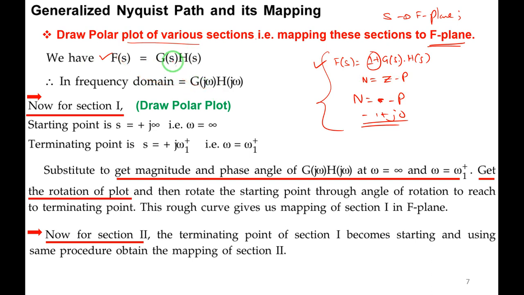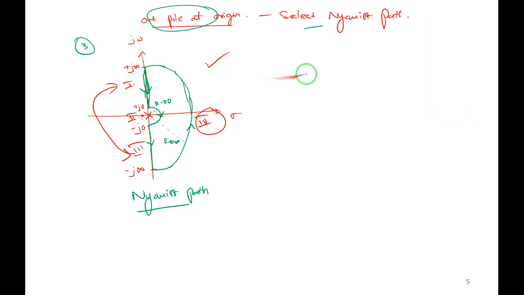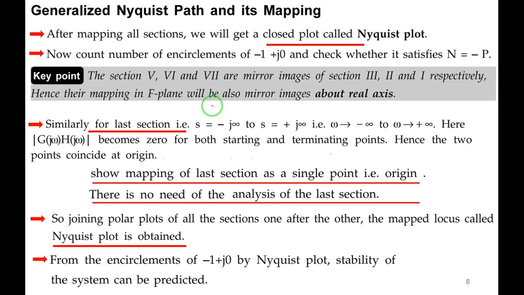In frequency domain, replace s by j omega, that is G of j omega into H of j omega. Okay, how many sections are there? If I consider the third Nyquist path, totally 8 sections are there. For the first section, let me take one by one.